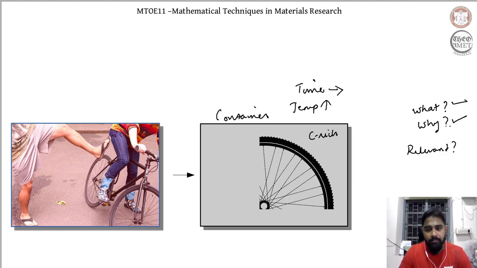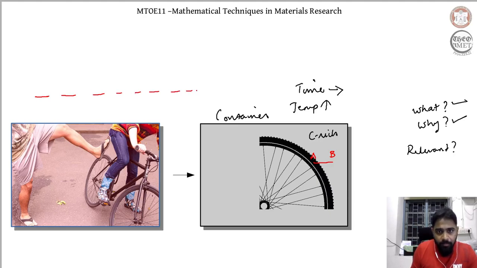Why is this happening? In order to understand that, we consider a one-dimensional section of my container, AB. So AB is just a one-dimensional section of my container that is representative of my entire container with the carbon-rich surrounding and my rim. Now, across this one-dimensional line AB, I would like to consider how my carbon is distributed.